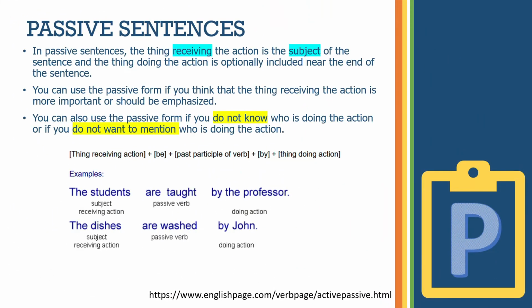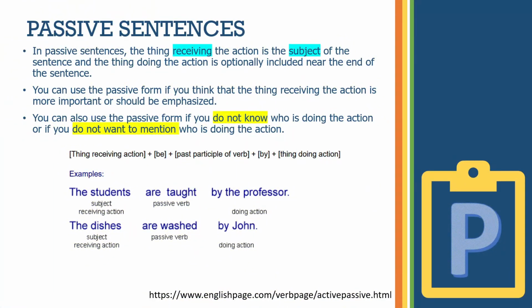Alright? Now, passive sentence is the thing receiving the action becomes the subject of the sentence, and the thing doing the action is optionally included near the end of the sentence. What does it mean by optionally? It means that either you can use it or you just omit it. Okay? So you can use the passive form if you think that the thing receiving the action is more important or should be emphasized. Okay, I give you a highlight here. You can use the passive form if you think the object is more important than the subject.